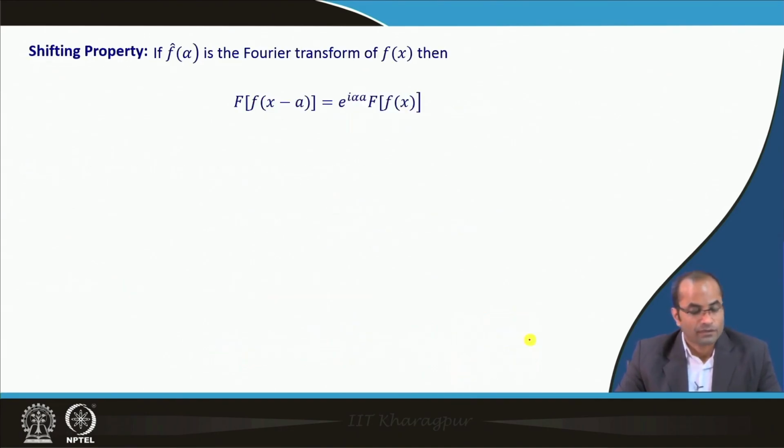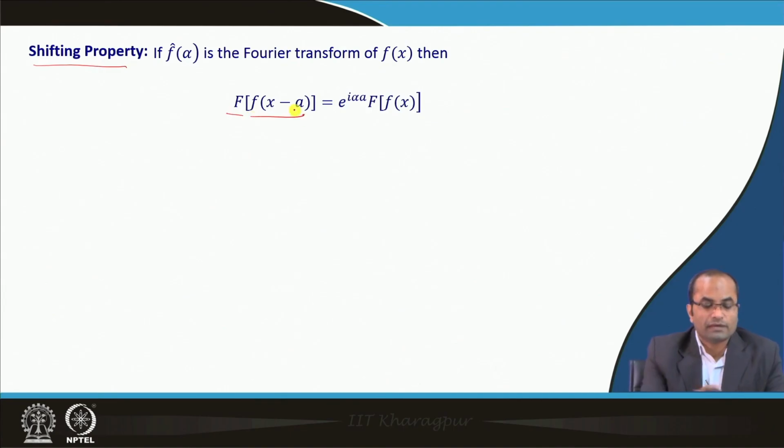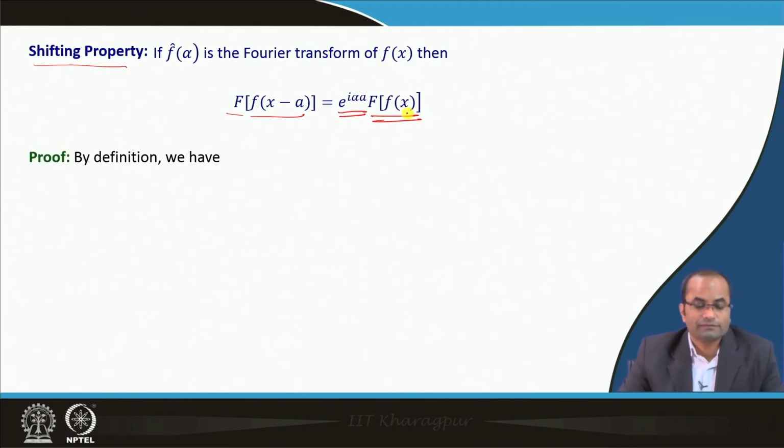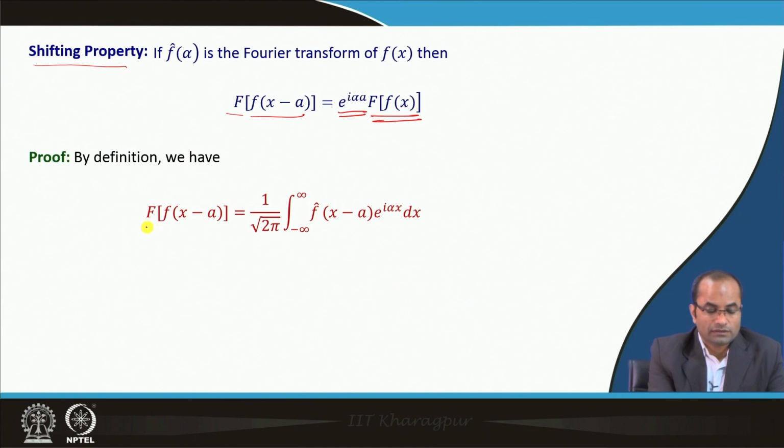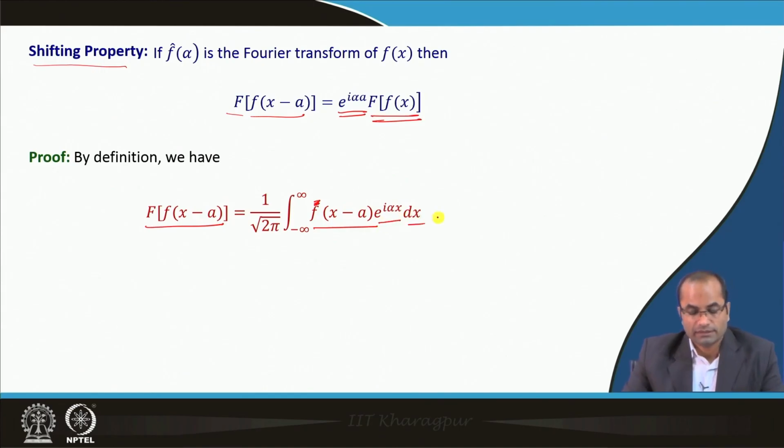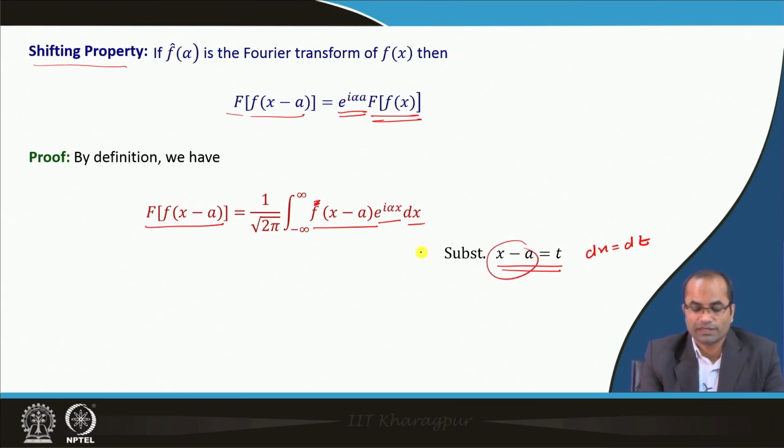Another property we have is the shifting property, which says the Fourier transform of f(x minus a), so there is a shift here in x, is equal to e^(iαa) times the Fourier transform of f(x). Again, going by the definition, the Fourier transform of f(x minus a) is equal to 1 over square root 2π, minus infinity to plus infinity, f(x minus a) e^(iαx) dx. If we substitute x minus a with t, that means dx is simply dt, and there will be no change in the limits.